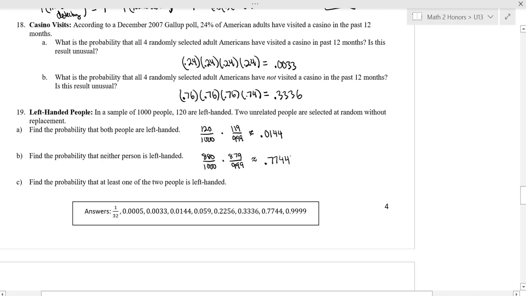And C says find the probability that at least one of the 2 people is left-handed. At least one of them is left-handed. Well, again, I see that phrase "at least," so I'm thinking backdoor approach. So that's 1 minus the probability that none are left-handed. And we just found that in part B, so that's going to be 1 minus 0.7744, roughly, which is about 0.2256.